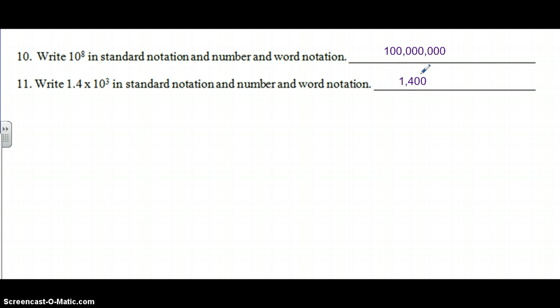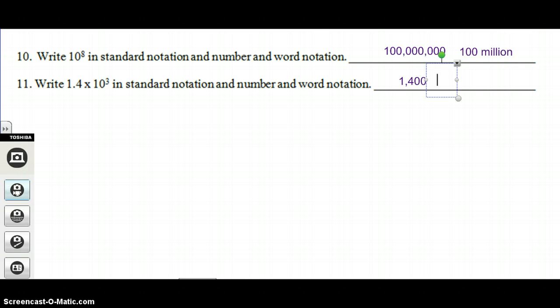As far as number and word notation goes, this problem right here, you say that 100 million. You would write that 100 million. For the number 1,400, I would write 1,400. That's number and word.